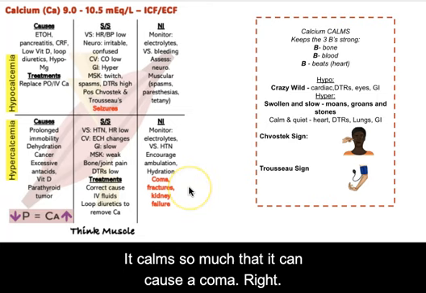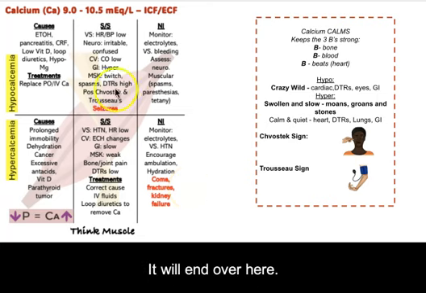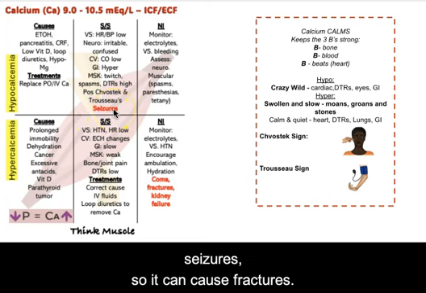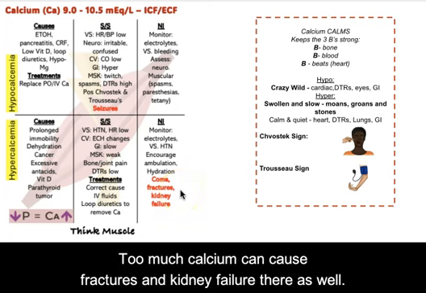It calms so much that it can cause a coma, right? And over here, too little calcium can cause seizures. So it can cause fractures. Too much calcium can cause fractures and kidney failure as well.